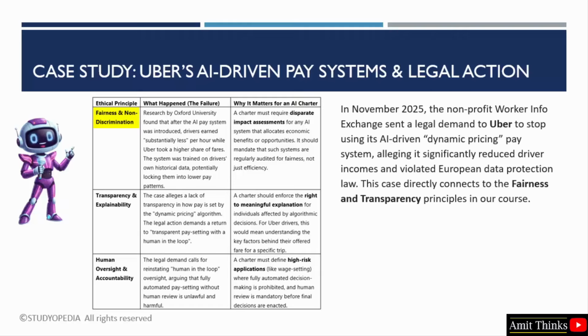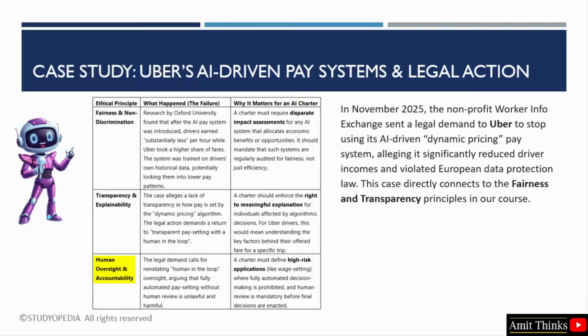The next ethical principle is transparency and explainability. The lawsuit highlights how Uber's dynamic pricing lacks clarity. Drivers couldn't understand how fares were set, prompting calls for human oversight. Let's see why it matters for an AI charter. Charters should guarantee the right to a clear explanation for algorithmic decisions. Drivers must know what factors influence their trip fares.